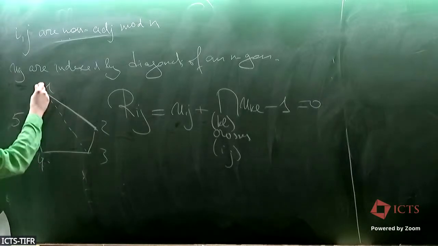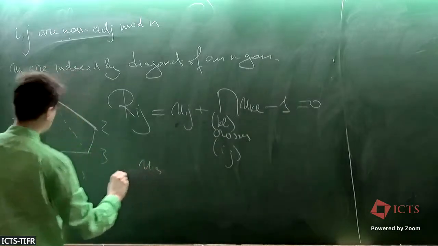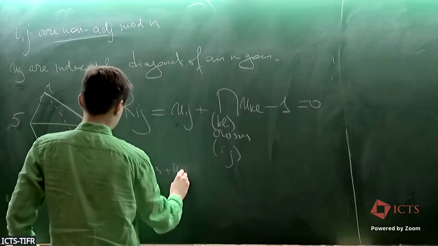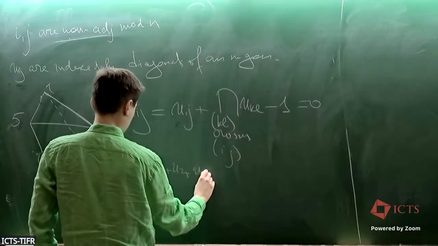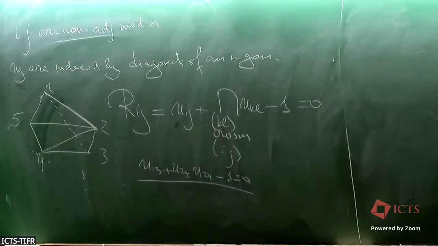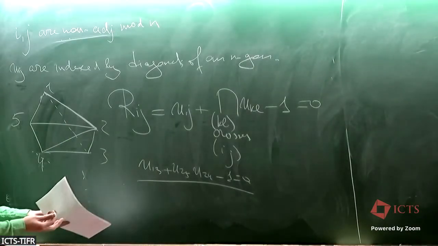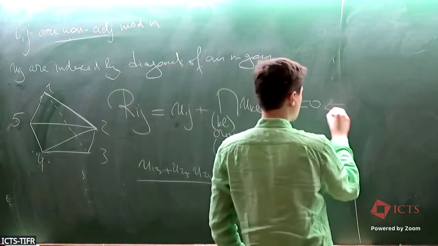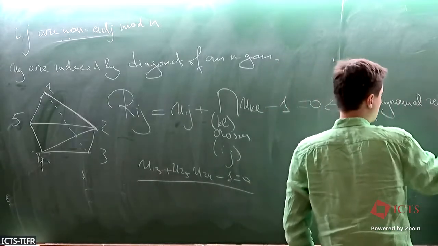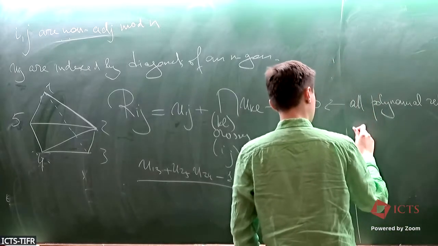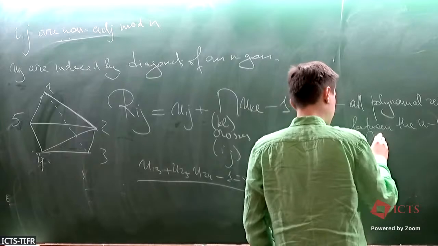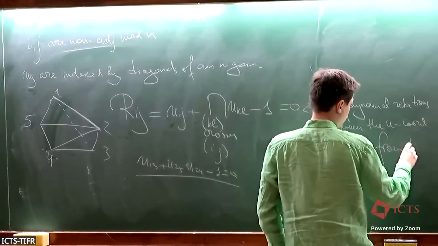We have a 5-gon. 1,3 is, let's say, one u coordinate. What are the diagonals that cross this diagonal? This diagonal and this diagonal. So we get plus u25 times u24 minus 1 equals 0. And then there is an equation for each u coordinate, and these equations form a complete system of polynomial equations that describe the relations between the u coordinates. So all polynomial relations between the u coordinates follow from these relations.